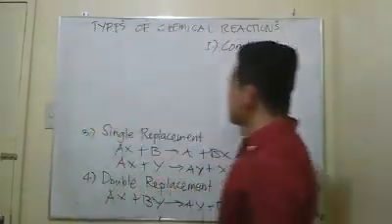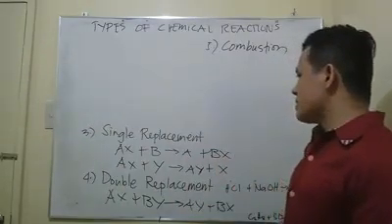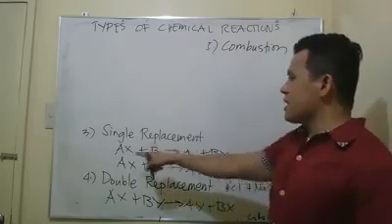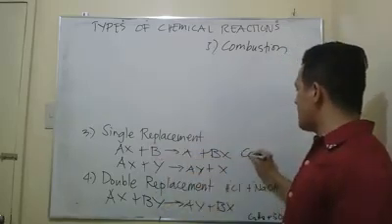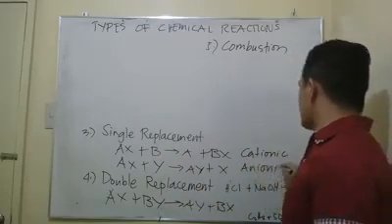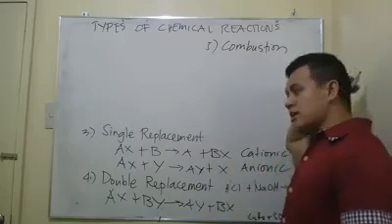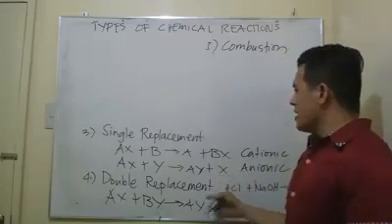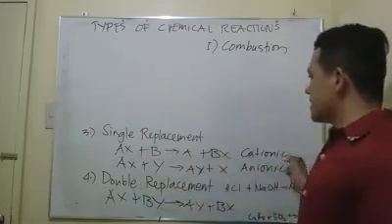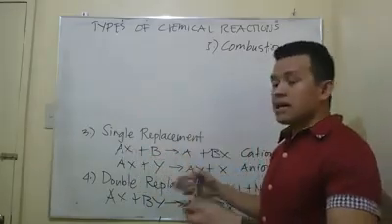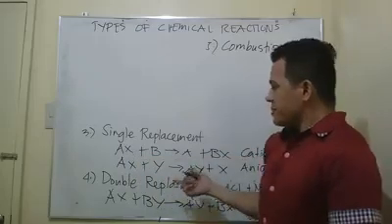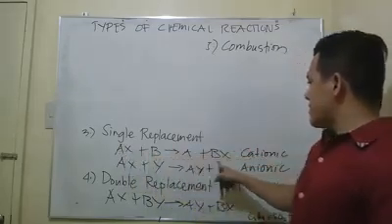Next one, we have single replacement. Actually, we have two types of single replacement. One is cationic, where I consider A and B as cations, and this other one is anionic, involving anions. When it's cationic, a cation replaces another cation. Look at this: cationic single replacement, where A and B are cations and X is an ion. A is being replaced by B, right?